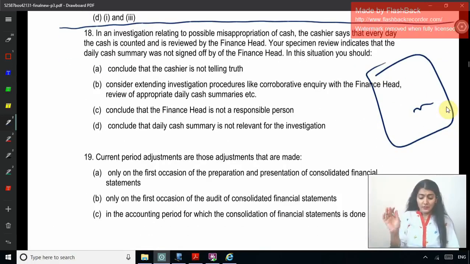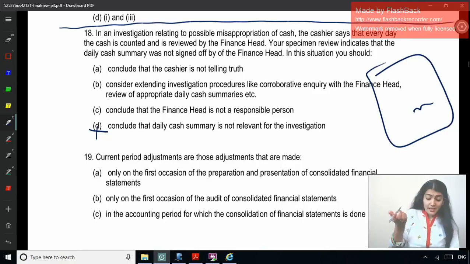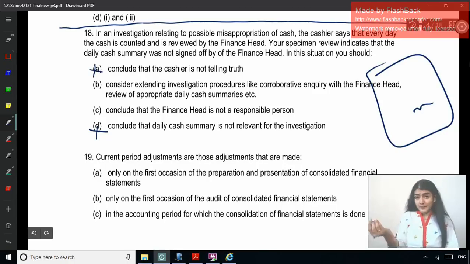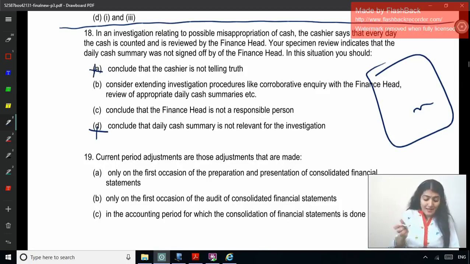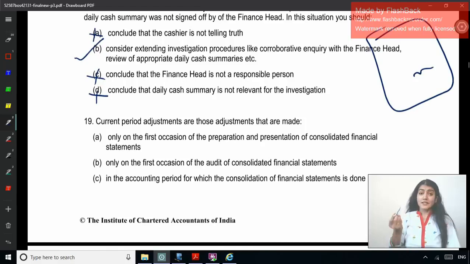Conclude that the cashier is not telling the truth. There is no reason for you to conclude that. Consider extending investigation procedures like corroborative inquiry with the finance head, review of appropriate daily cash summaries, etc. Conclude that the finance head is not a responsible person, but concluding that is not going to be of any use for me. Conclude that the daily cash summary is not relevant for the investigation. Obviously not, when I'm checking for misappropriation of cash, the summary has to be relevant. So the answer is to consider extending investigation procedures like corroborative inquiry with the finance head, and review of the appropriate daily cash summaries.